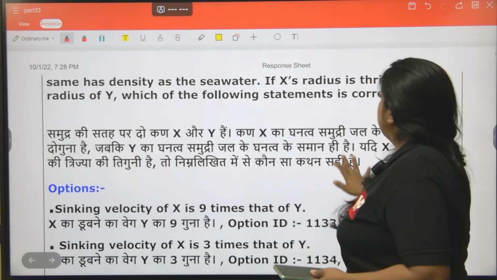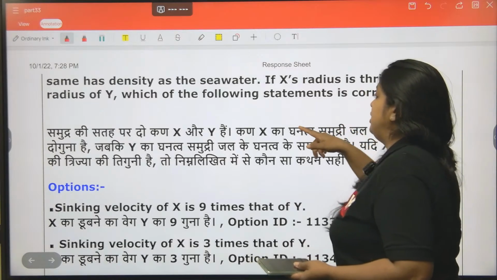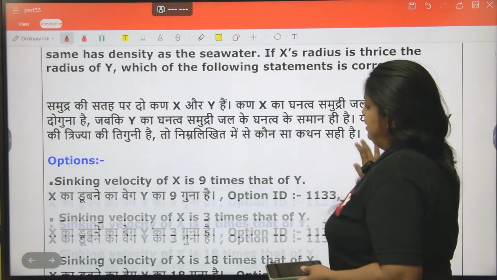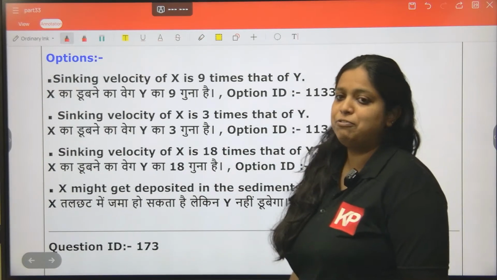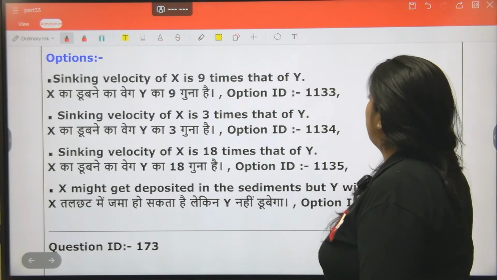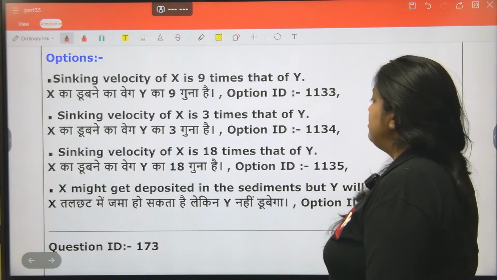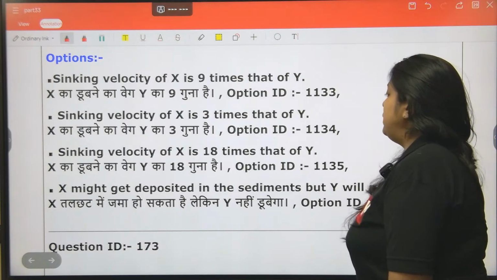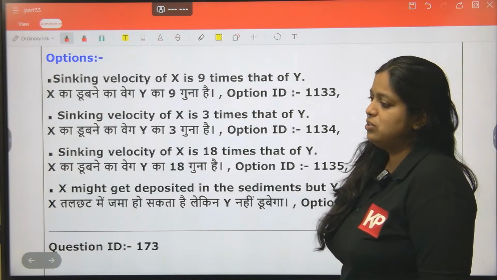They have also given the relationship of radius. X radius is thrice the radius of Y. Which of the following statements is correct? There are four options here, and you have to choose the correct one. Sinking velocity of X is 9 times that of Y. Sinking velocity of X is 3 times that of Y. Sinking velocity of X is 18 times that of Y. X might get deposited in the sediments, but Y will not sink.